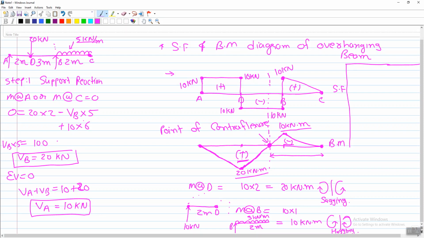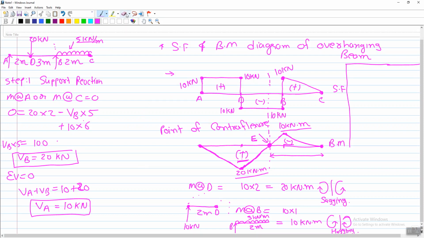So right now I am just giving this point of contraflexure a name, E. It's a point E. So how can I find the distance of the point of contraflexure from the RHS or LHS, as per the examiner's request? You can find this distance as per this diagram.